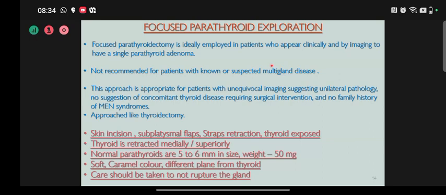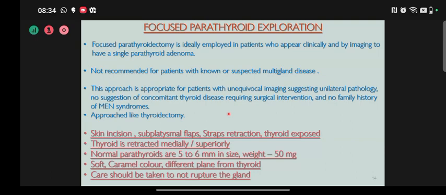Then coming to the focused parathyroid exploration, focused parathyroidectomy is ideally employed in patients who appear clinically and by imaging to have a single parathyroid adenoma. It's not recommended for patients with non-localizing or suspected multi-gland disease. This approach is appropriate for patients with unequivocal imaging suggesting unilateral pathology, no family history of MEN syndromes, and no suggestion of concomitant thyroid disease requiring surgical intervention. The focused parathyroid exploration should be approached like a thyroidectomy.